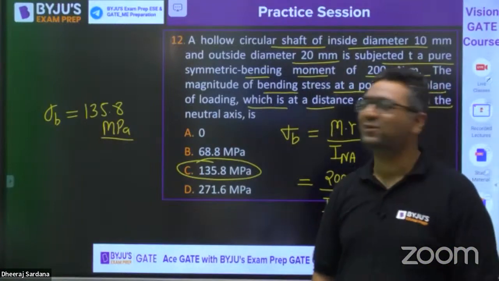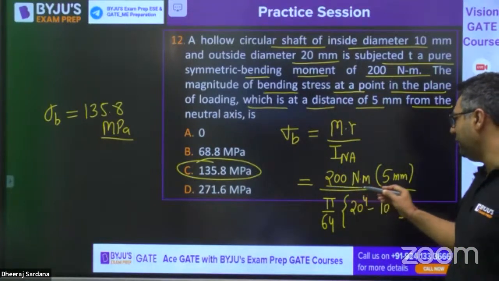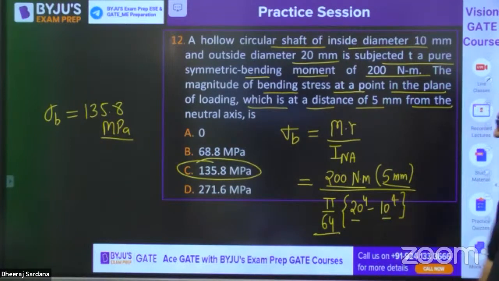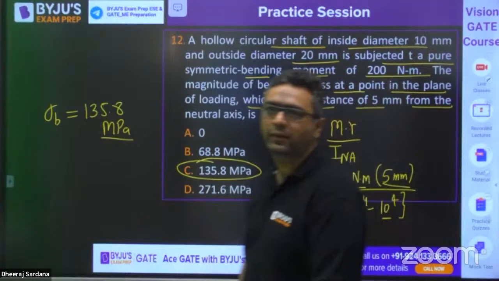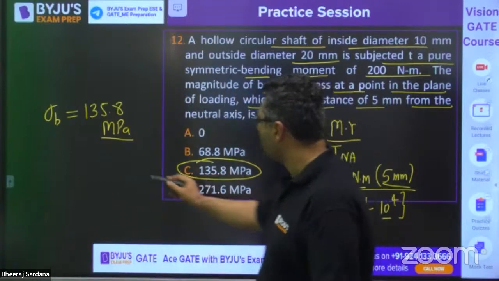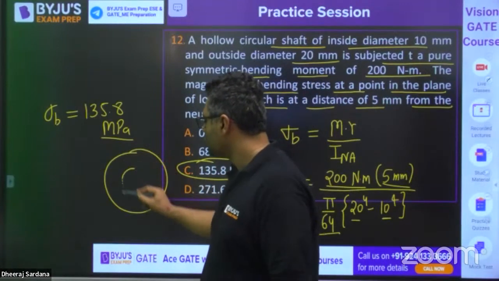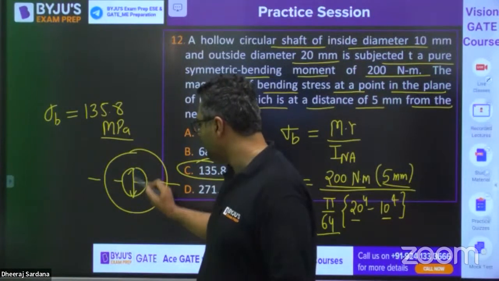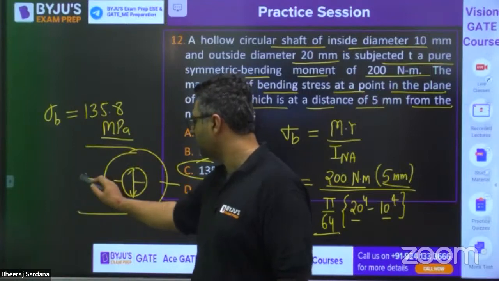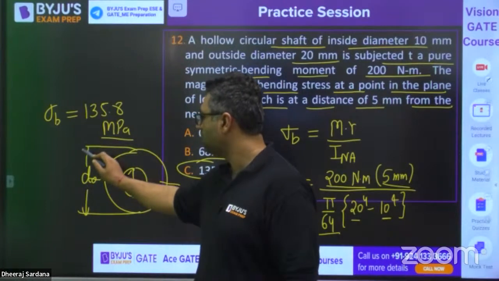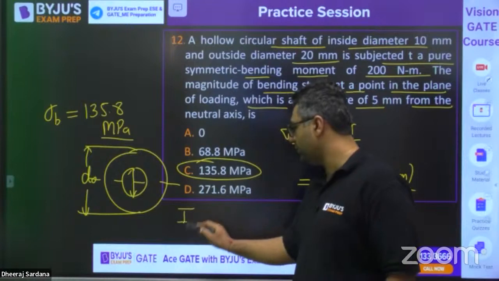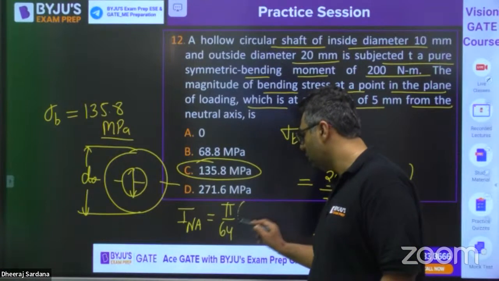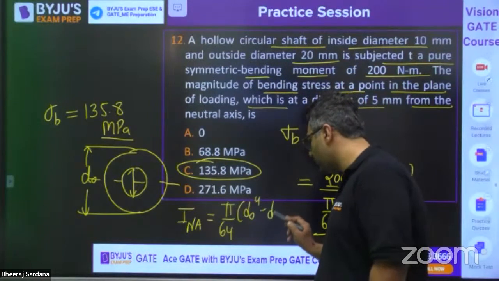Devashish, once again some calculation mistake. This is the bending moment. This is the distance, pi by 64, 20 to the power 4 minus 10 to the power 4, because the cross section is circular. So about the neutral axis, this is inside diameter, this is outside diameter. So you know INA is pi by 64, D naught 4 minus DI 4.